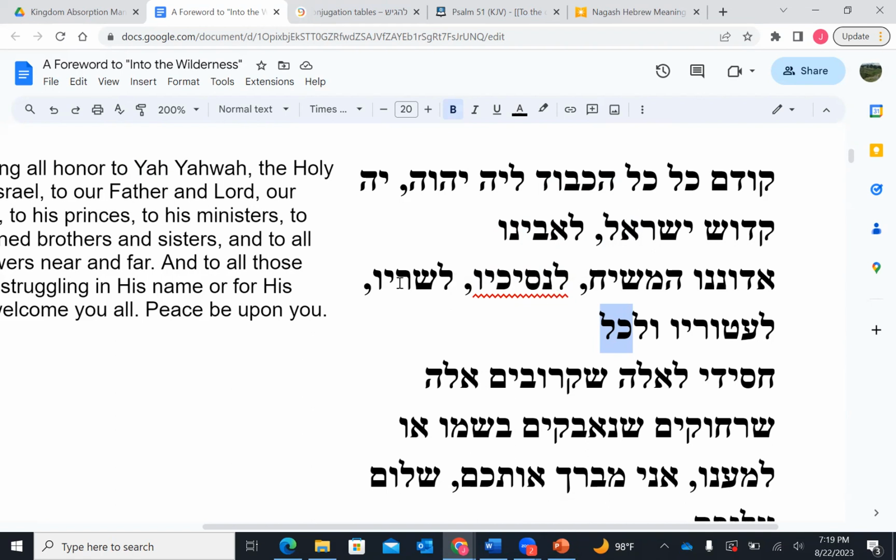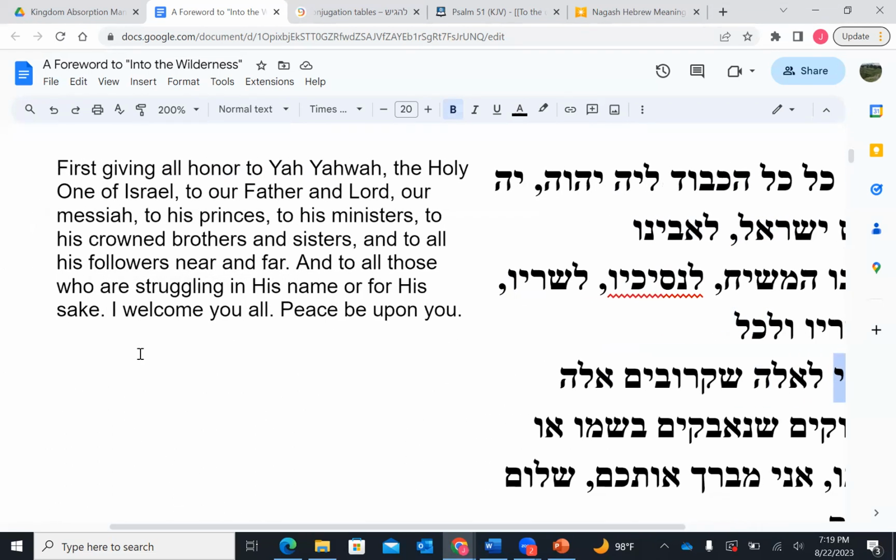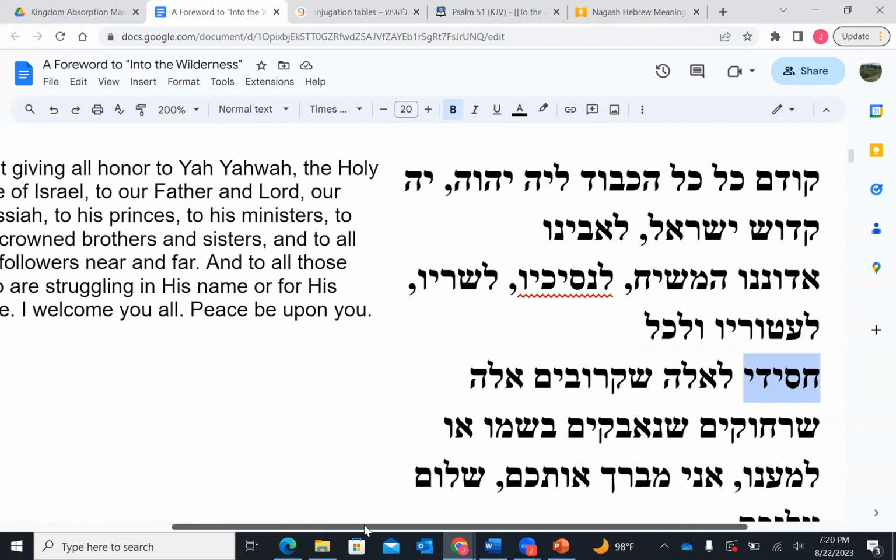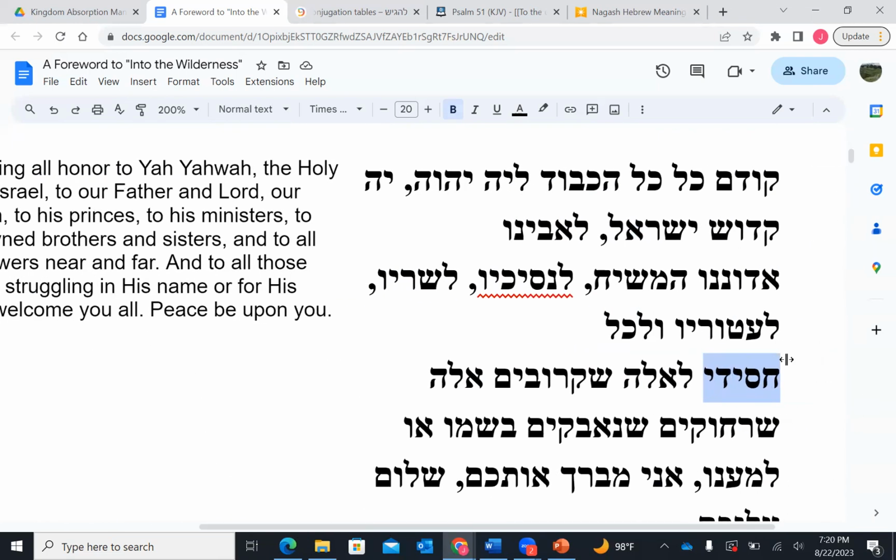And then le Sarav or Sarim. Sarim would be plural, male. Le Aturim, the Aturot. You can say Aturim and Aturot. But I don't know why they say Sarav and Aturav. Uleko, and to all, and for all. Kasadi, the saints, the followers of saints.